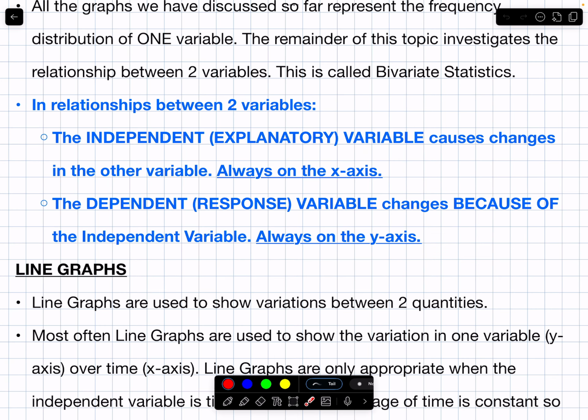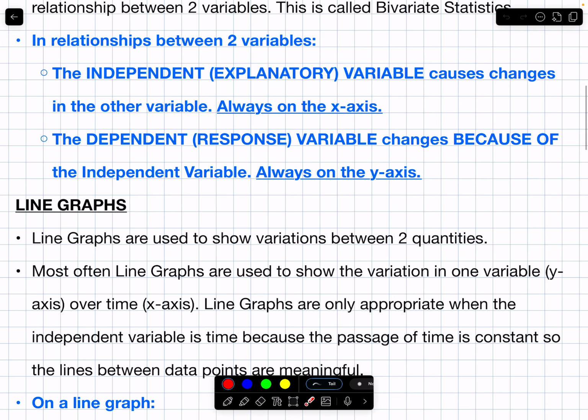Now when you've got two variables, there's always an independent variable, otherwise known as the explanatory variable, which causes change in the other variable, and this always has to appear on the x-axis. The dependent variable, otherwise known as the response variable, changes because of the independent variable, and this is always on the y-axis.